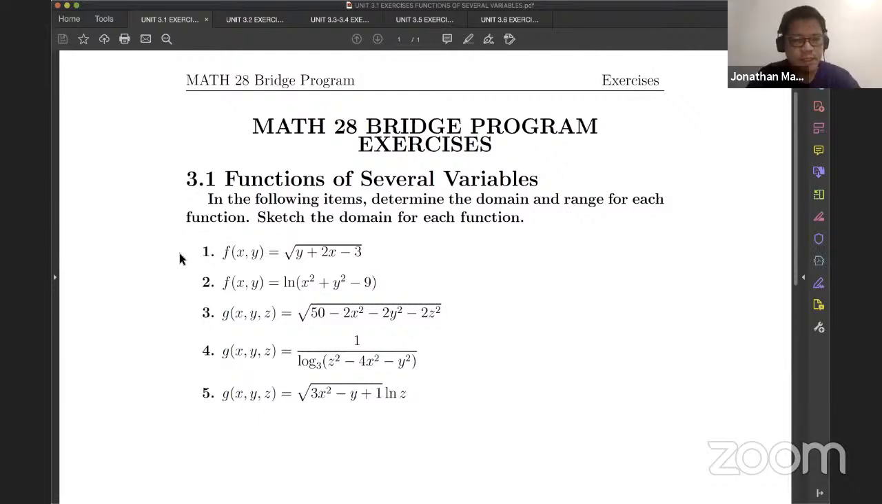Okay, so let's start with item number one. So item number one, the function given is f of x,y equals square root of y plus 2x minus 3. Okay, so take note that this is a function of two variables, so your domain should be the set of ordered pairs.